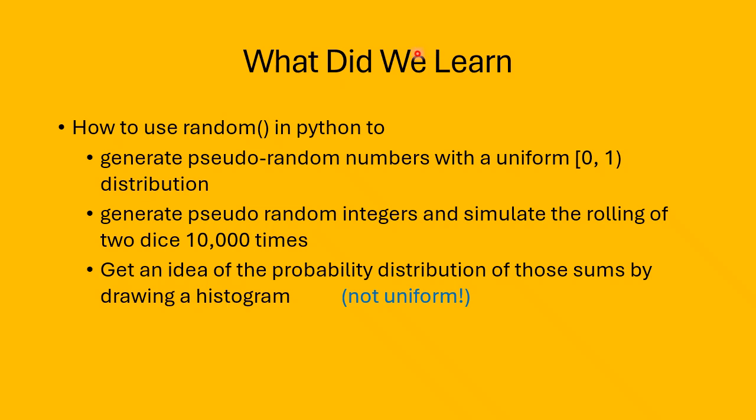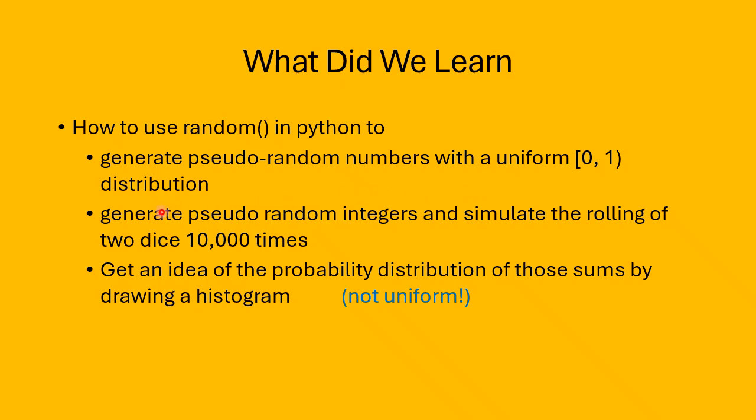So what did we learn? We learned how to use random in Python to do the following. We generated pseudo-random numbers, real numbers, with a uniform 0-1 distribution. It appeared that every number that was outputted by this random function was between 0 and 1, and sometimes 0 could occur, but 1 never occurs. But everything between 0 and 1 is just as equally likely to occur, hopefully, as any other. At least that's what the random number generator tries to do.